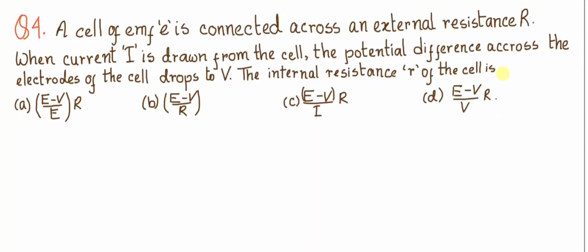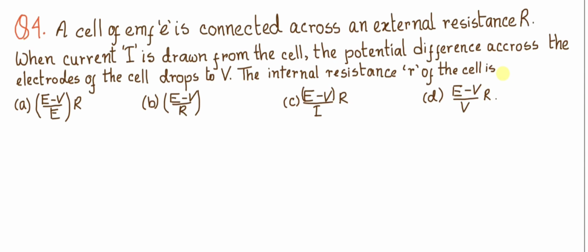Welcome everyone. A cell of EMF E is connected across an external resistance capital R when the current I is drawn from the cell. The potential difference across the electrodes of the cell drops to V. The internal resistance r of the cell is, which you have to find out, four options are given: E minus V by E into R, E minus V divided by R, E minus V divided by I into R, and E minus V divided by V into R.